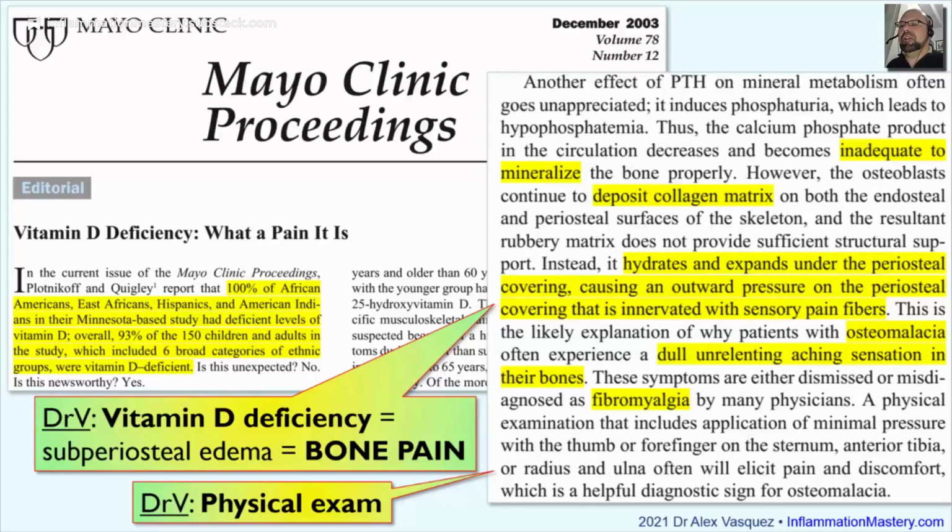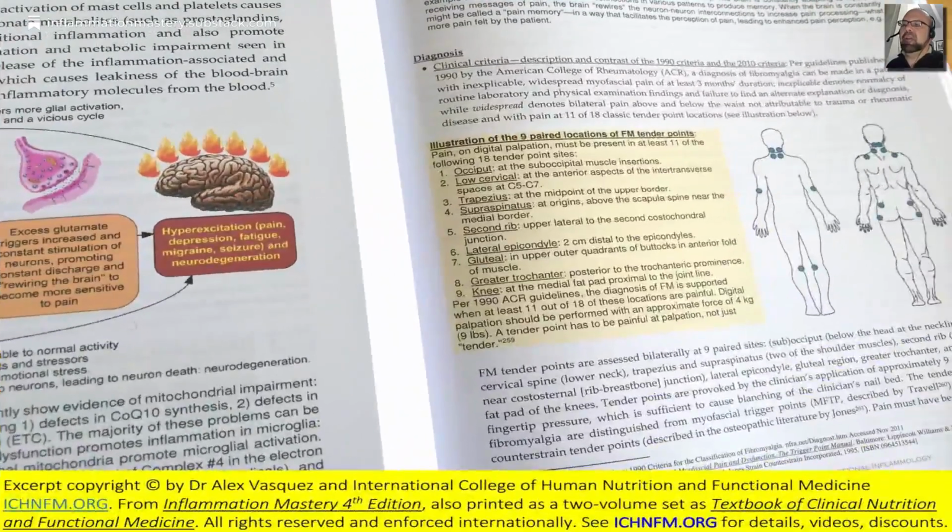So you put a moderate pressure on the tibia, on the radius, and on the sternum, and that's how you can assess this clinically. Those are not tender points that we assess with fibromyalgia because they're on the bone itself and not in the muscles. And in fibromyalgia, what's more affected than the bone is the muscle.